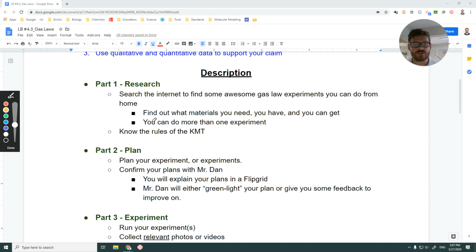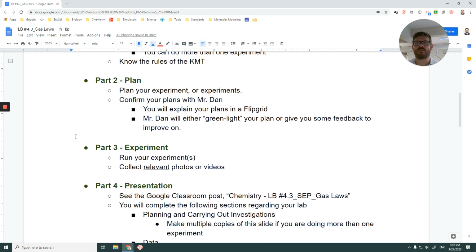So get out there and research, do some stuff. There's a lot of cool ideas, and a lot of these don't take a lot of time to do. So you can do more than one, which is a good idea. It says that right here, right? You can do more than one experiment. So just get out there and research, find some stuff. Also, we want to know the rules of the kinetic molecular theory. So read up about that a little bit. I'll send you some stuff as well, but this is going to be part of your explanation, not just the data.